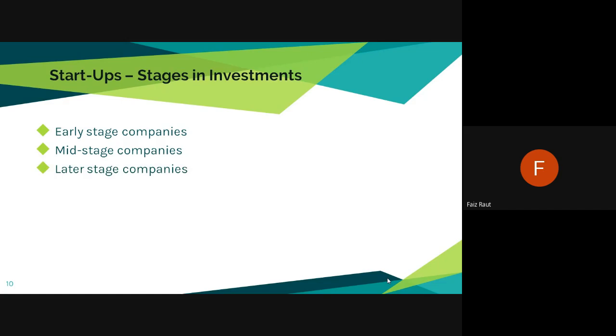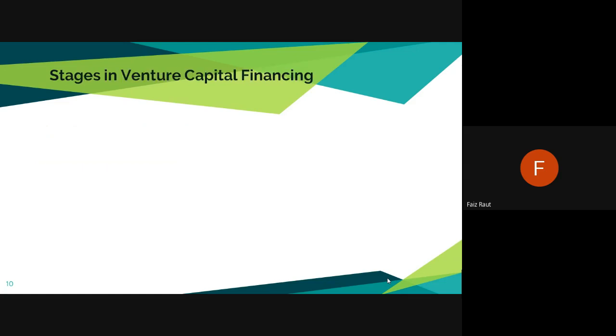Later stage companies, when you started expanding your business to new regions, to new kind of customers. You're making new kind of products, different variants. You're increasing your production line. You're increasing the width and depth of your product as well. So you come in later stage companies.